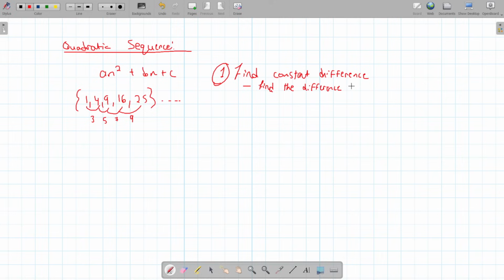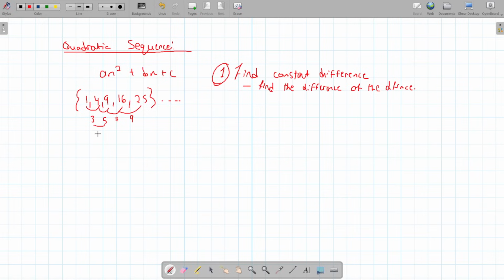Find the difference of the difference. Okay, the difference between these numbers, where the difference between 4 and 1 is 3, 4 and 9 is 5, 9 and 16 is 7, 16 and 25 is 9. Again, I'm saying you find the difference of the difference.